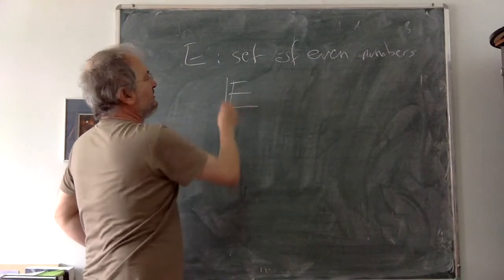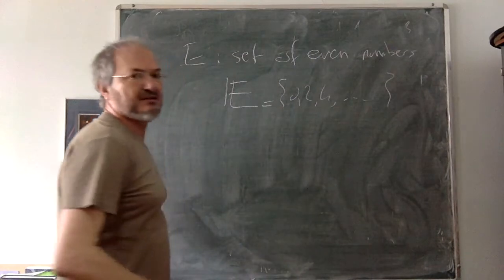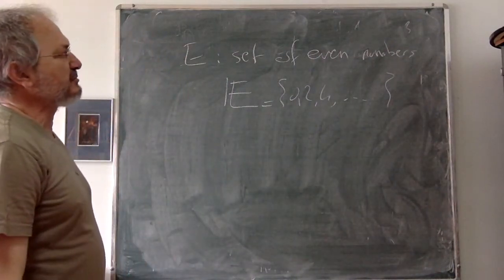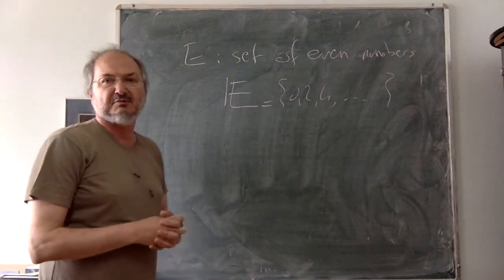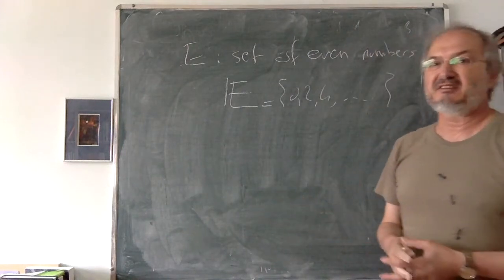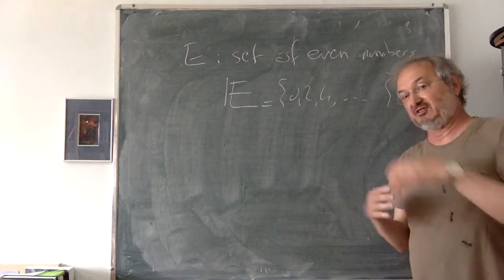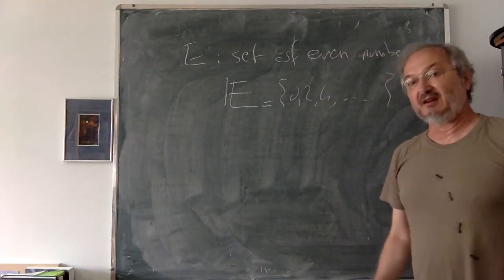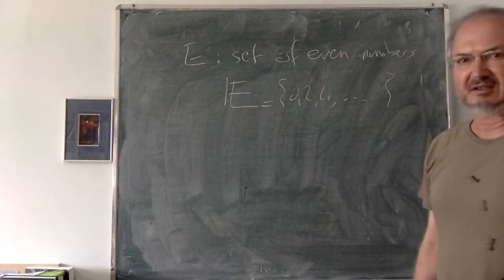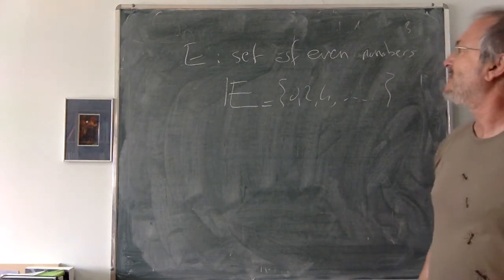So let's call this set E: 0, 2, 4. This dot dot dot is a bit annoying, so we're going to have to take care of this. This is even numbers, and how many? If you ask how many even numbers there are, well, as many as natural numbers. And this is the funny thing about infinite sets. An infinite set is a set that contains a subset of the same size. You can't do that with finite sets, but infinite sets have this funny property of being of the same size as the superset.